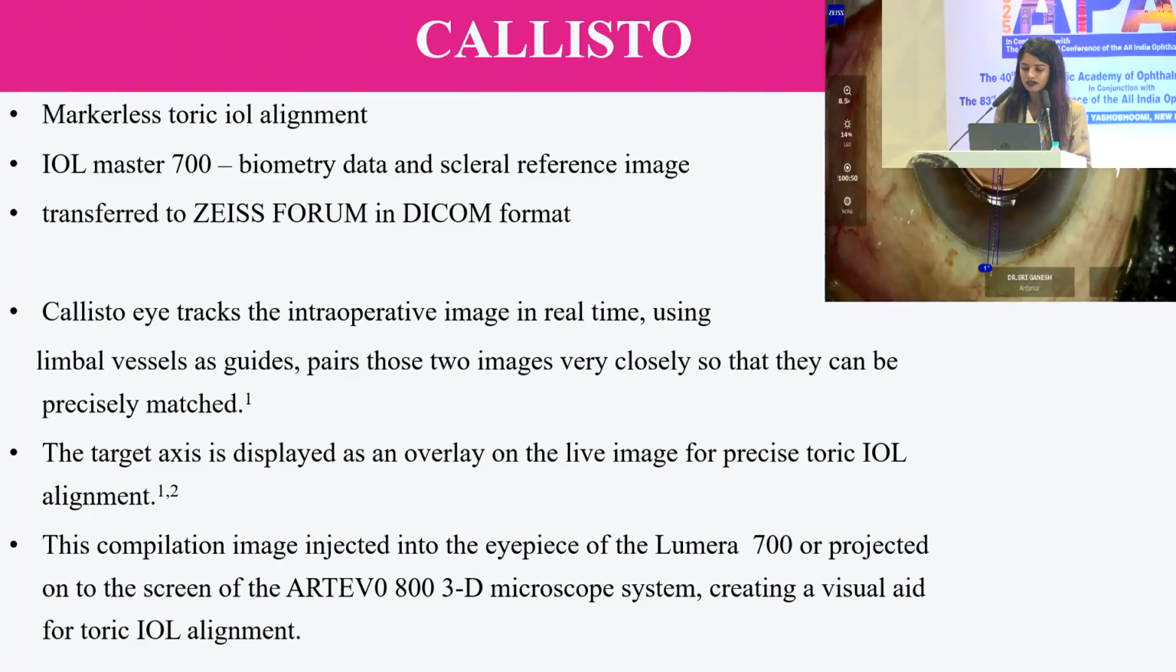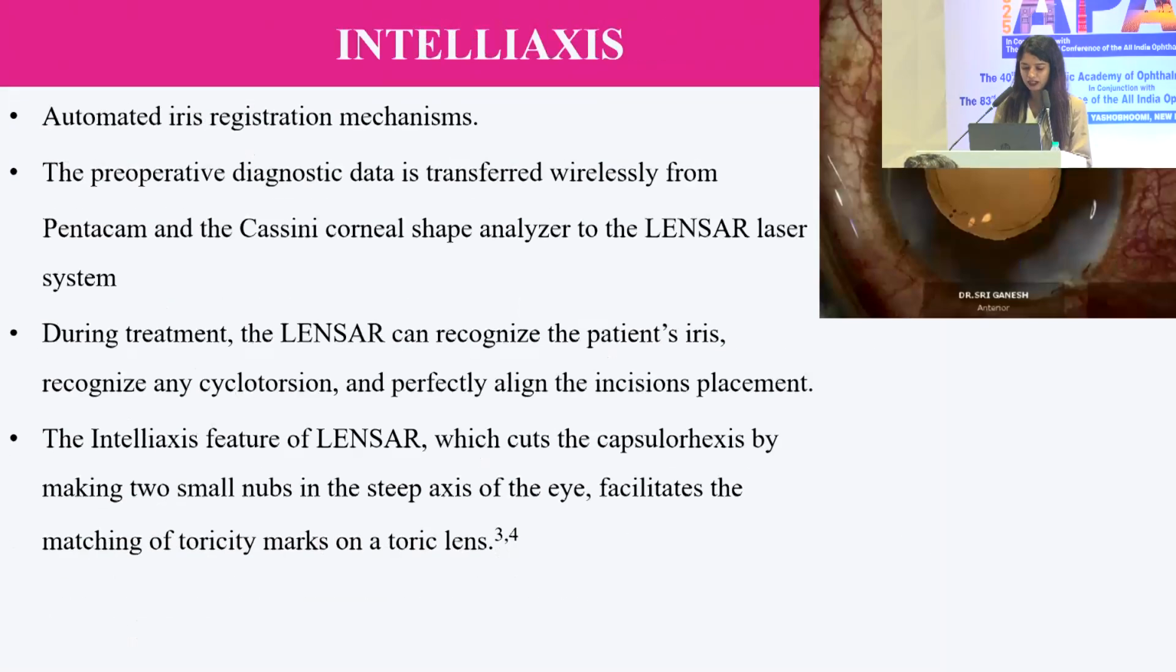Callisto is a markerless toric IOL alignment system. Biometric data and scleral reference image taken from IOL Master 700 are then transferred to Zeiss Forum in DICOM format. Callisto eye tracks the intraoperative image in real time using limbal vessels as guide and pairs two images very closely so that they can be precisely matched. The target axis is displayed as overlay on the live image for precise toric IOL alignment. This compilation image is injected into the eyepiece of Lumera 700 or projected onto the screen of RESCAN 800 3D microscope system, creating a visual aid for toric IOL alignment.